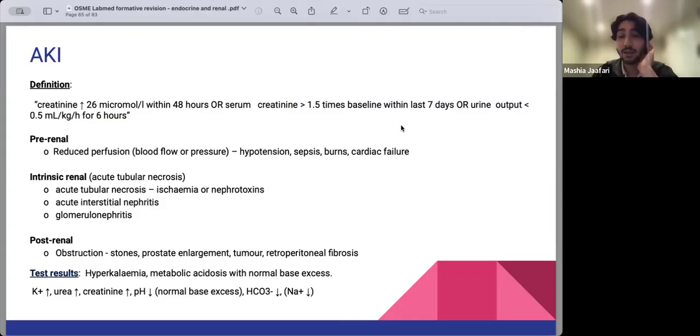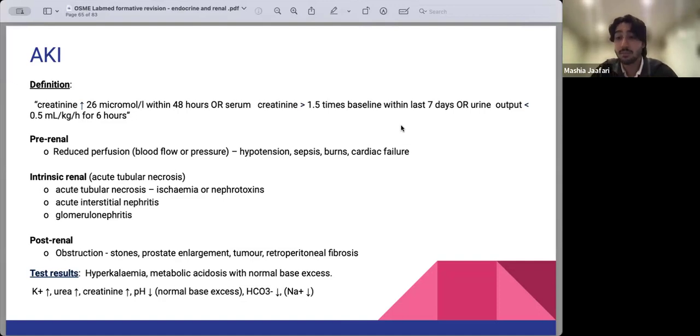Now, for AKI, there are three different types, and they do love asking questions about what type of AKI it is. All you need to know is subdivide it in your head as pre-renal, intrarenal, and post-renal. So things happening before the kidney, in the kidney, and after the kidney.